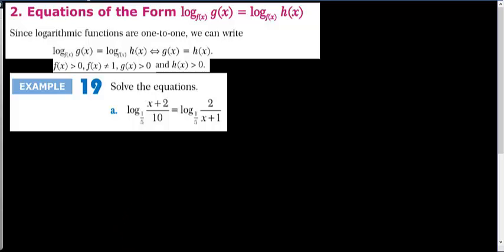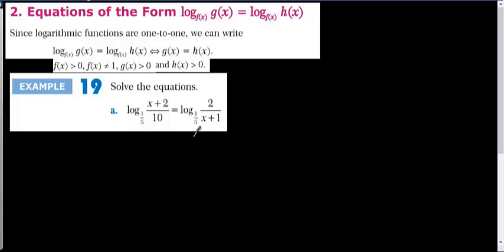In this video, I'm planning to explain logarithmic equations of the form log base f(x) of g(x) is equal to log base f(x) of h(x). Here, the conditions are f(x) should be greater than 0, f(x) shouldn't be equal to 1, and g(x) must be greater than 0, h(x) must be greater than 0. This is the definition part of the logarithm. If they are equal to each other, g(x) must be equal to h(x), and this is the solution.